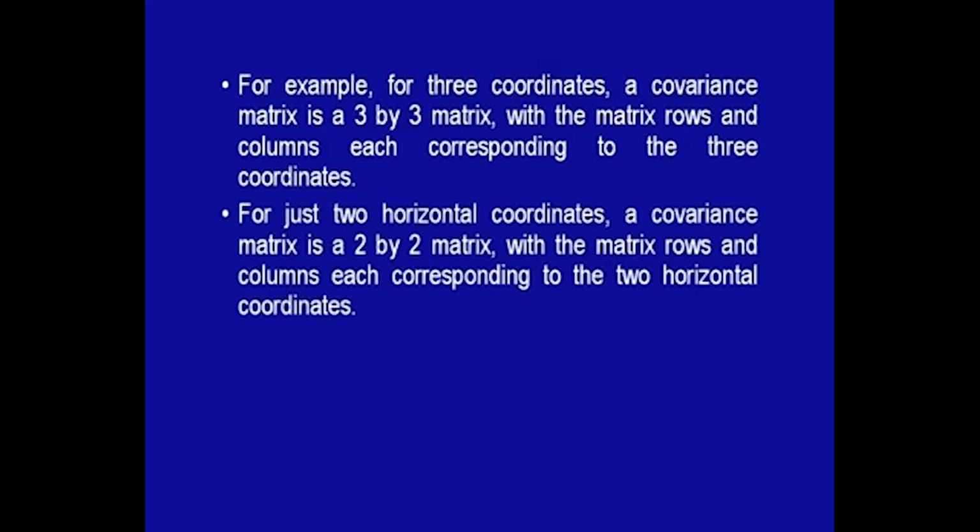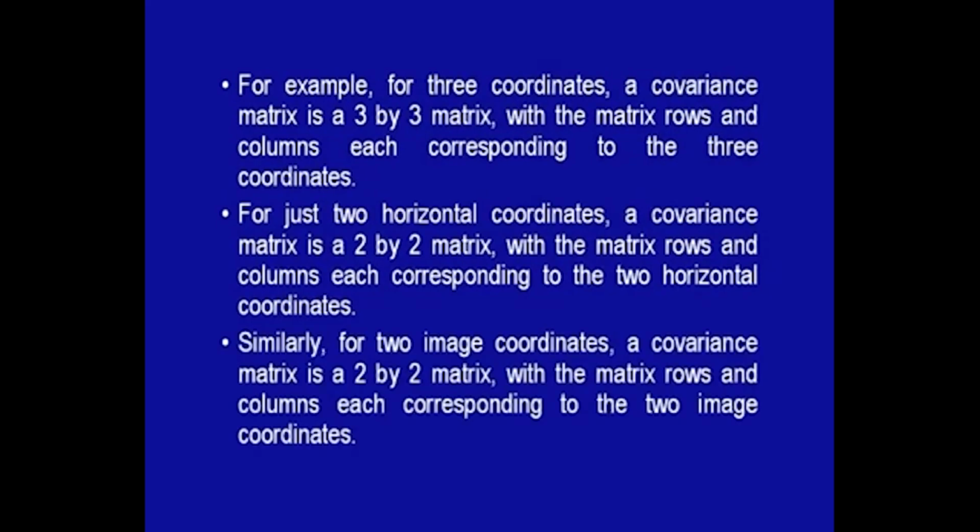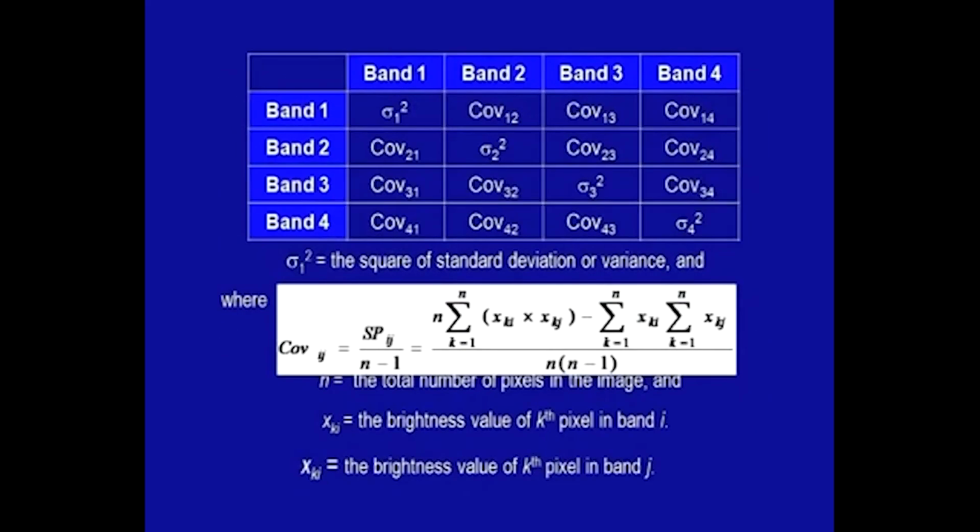For just 2 horizontal coordinates, a covariance matrix is a 2 by 2 matrix with the matrix rows and the columns each corresponding to the 2 horizontal coordinates. Similarly, for 2 image coordinates, a covariance matrix is a 2 by 2 matrix with the matrix rows and columns each corresponding to the image coordinates. Here we see a typical representation of a covariance matrix for a 4 band remote sensing data set consisting of band 1, 2 and 3.